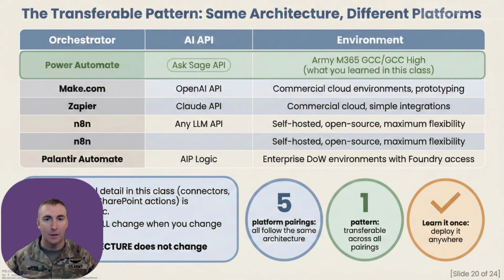Step back from Power Automate and Ask Sage. The pattern matters more than the tools. 5 platform pairings, same architecture. Power Automate with Ask Sage for Army GCC. Make.com with OpenAI for commercial prototyping. Zapier with Claude for simple integrations. N8N with any LLM for self-hosted flexibility. Palantir Automate with AIP Logic for enterprise Foundry environments. Every connector name, endpoint URL, and SharePoint action changes. The architecture does not. But what exactly transfers, and what do you have to relearn?